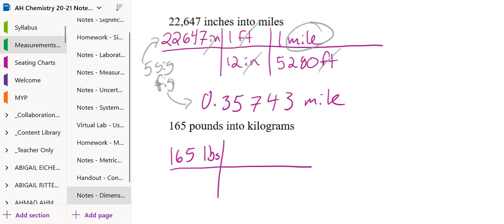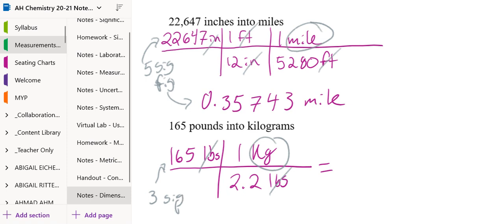So how'd you guys plug in the conversion factor? Why'd you decide to put 2.2 pounds on the bottom? Very good. And what does that equal to? 1 kilogram. So pounds cancel out, and we're left with kilograms, which is what we want. How many significant figures did our given value have? 3. So how many should our answer have? 3.